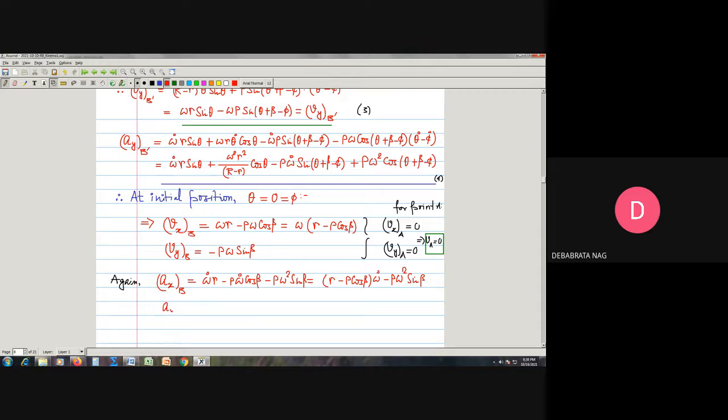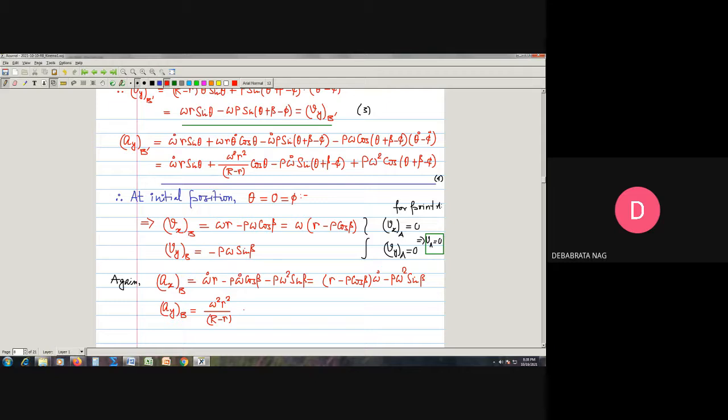Similarly, you have AYB, that means the y component of acceleration for point B. If you put theta equal to 0, the first term does not exist. Then we have this term, that is omega square r square by capital R minus small r. This expression is there. Theta is 0 means it is 1.